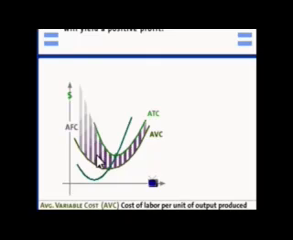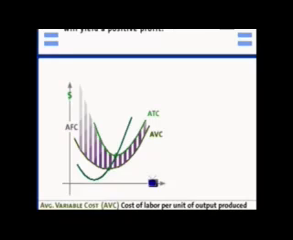And why is it that the average total cost curve and the average variable cost curve get closer and closer as output increases? It's because average fixed cost is headed towards zero as we spread the fixed cost out over more and more units of output.